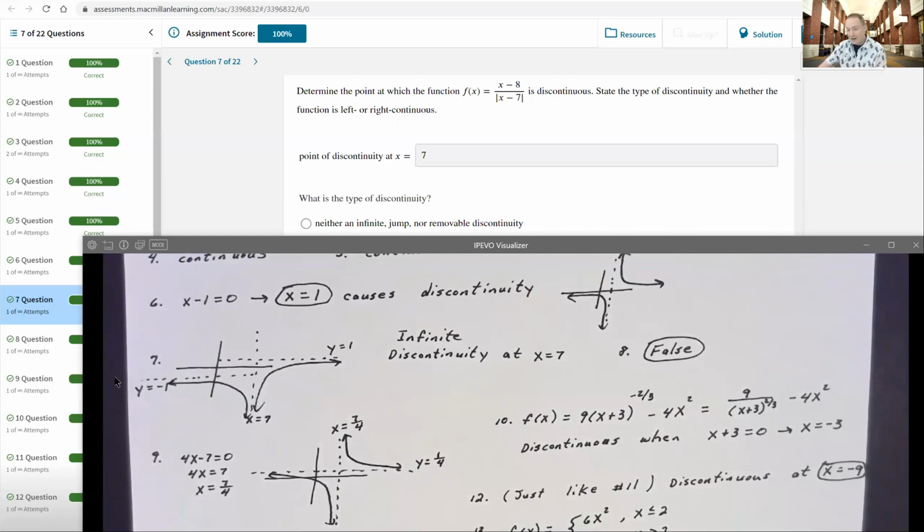Now, is that really relevant to solving this problem? No, but I thought it was cool. So I get my function drawn in.